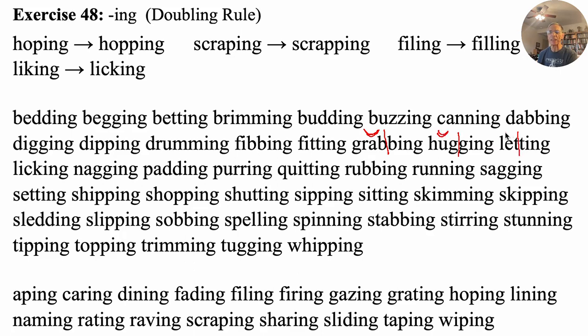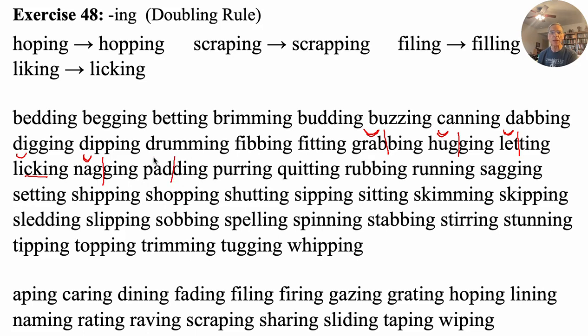Letting. She was not letting him eat all the candy because she knew it'd make him sick. Oh, here we have the CK. Do you remember? The I, there's going to be short for sure. That's licking. Next we have nagging. His sister was always nagging him to clean up his room.